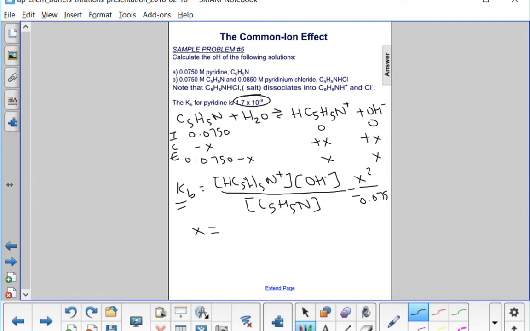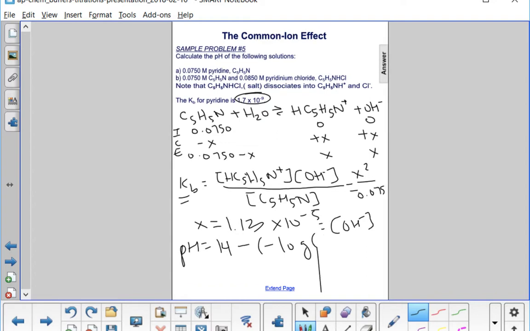When we do that, we get 1.13 times 10 to the minus 5. Now keep in mind that this is your concentration of OH minus. So to find the pH, we do 14 minus the pOH, which is the minus log of the hydroxide ion concentration. So we just sub that value in, 1.13 times 10 to the minus 5. We get a pH of 9.05.